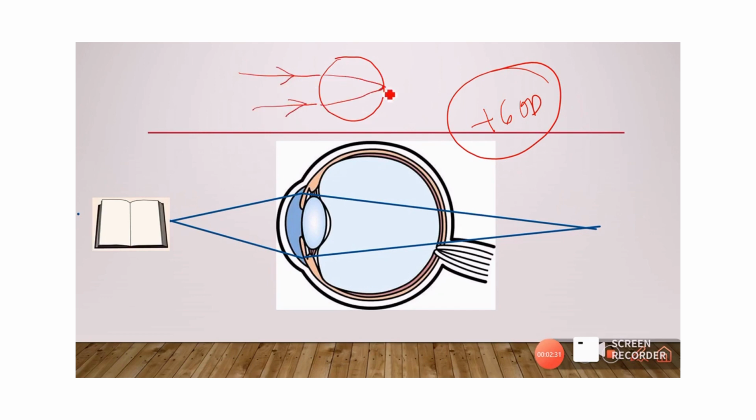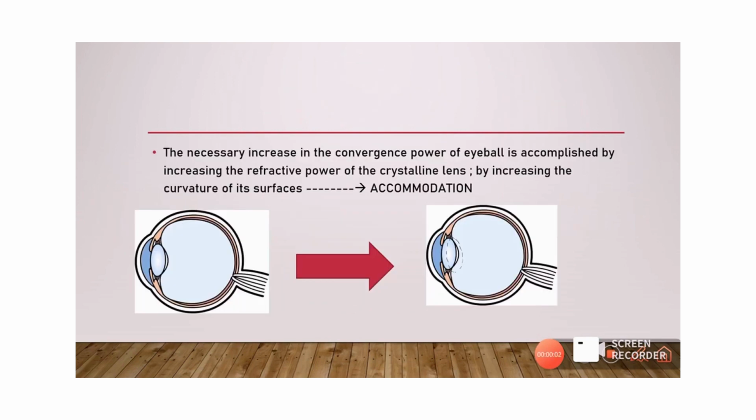But whenever an object is placed near to the eyeball and we have to look at the near object, the rays, instead of being parallel, will be diverging in nature, and such diverging rays will focus behind the eyeball. As the eyeball with its plus 60 diopter power was not able to converge the diverging rays coming from the near object onto the retina, there is a need to increase the convergence power of the eyeball, especially when we are trying to look at near objects.